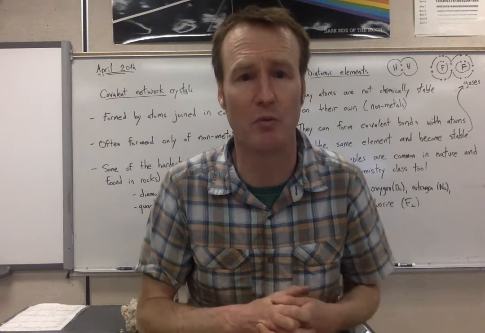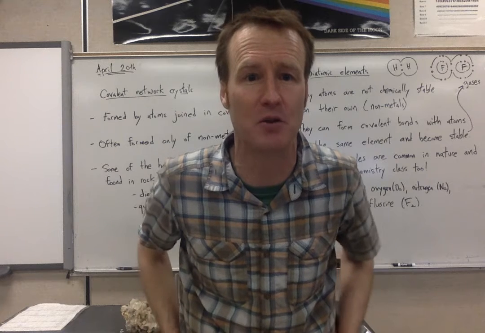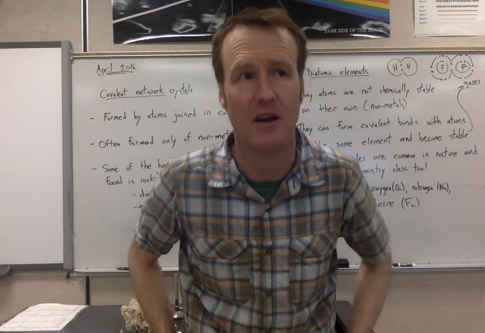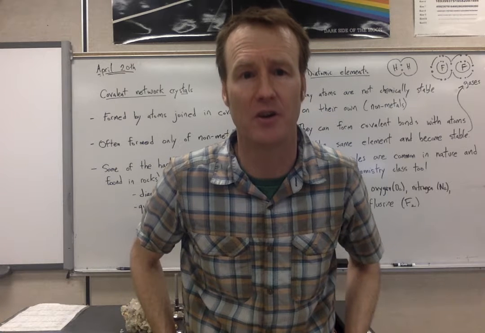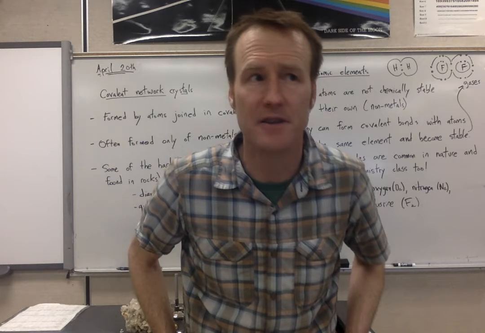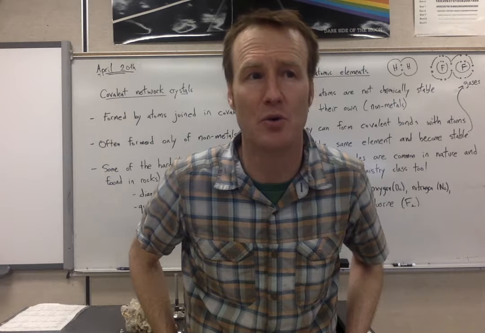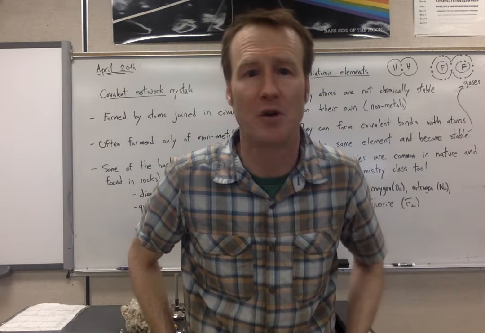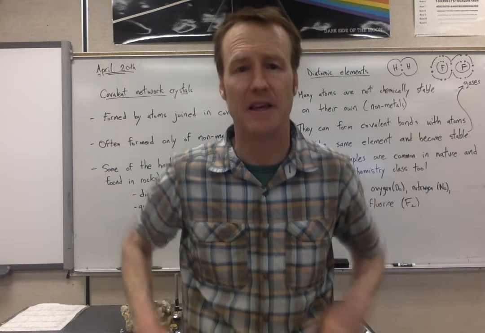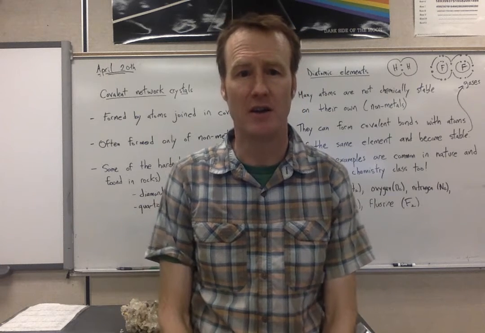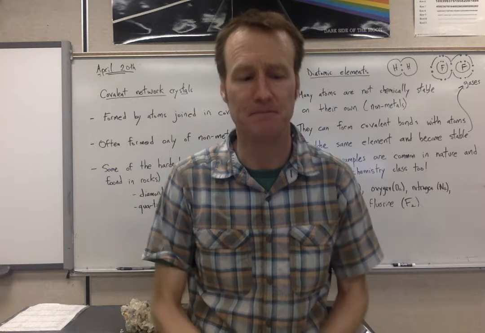Probably the best way to start is with what I think in some ways is one of the coolest aspects of chemistry and earth science, this concept of a covalent network crystal. These are found for pure nonmetals, but they're also seen with metals. The key thing with covalent network crystals is that the bonds are not ionic, they're covalent. So what does that mean?